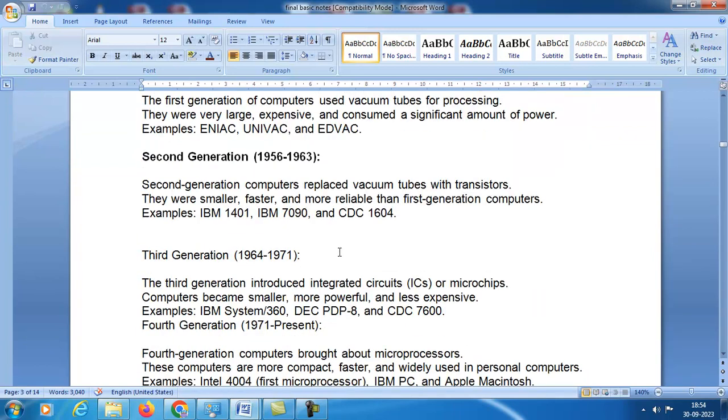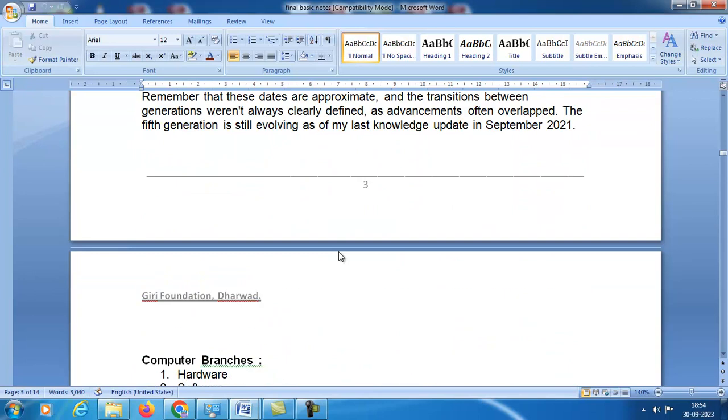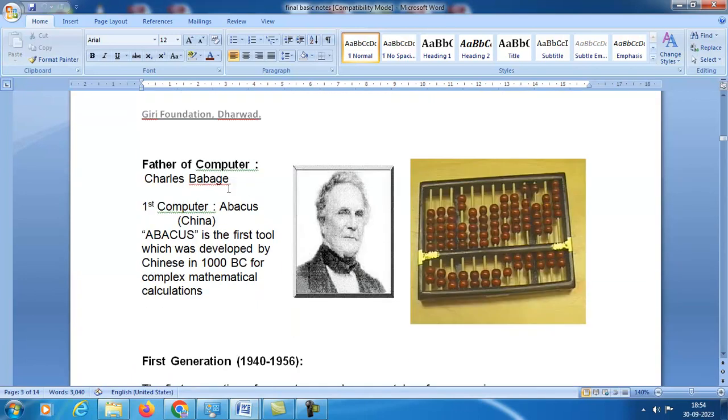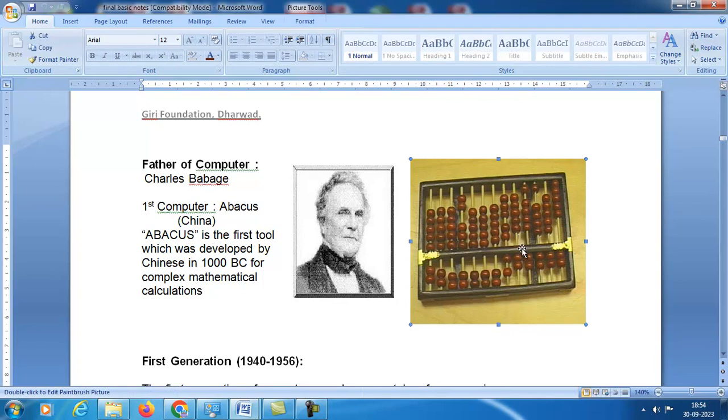Next we are going to start about computer branches. Now we will study who the father of the computer is: Charles Babbage. Charles Babbage is called the father of the computer. The first computer was the abacus, invented in China. You are seeing it in the picture. This is the abacus. In schools, abacus training is given to calculate mathematical calculations very fast.